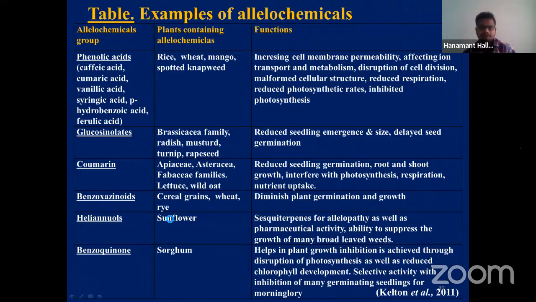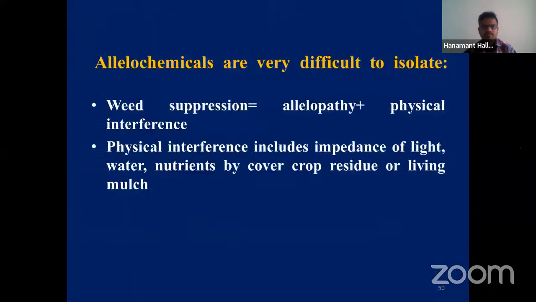The next allelochemical group is benzoids. The plant species that contain them are cereal grains, wheat, and rye, which diminish plant germination and growth. Then next, some of the chemicals, flavonoids and benzoquinone, are found in sorghum and sunflower. Here they show different modes of action. In the case of sunflower, after decomposition of sunflower residue, some of the chemicals will affect the germination of subsequent plants.